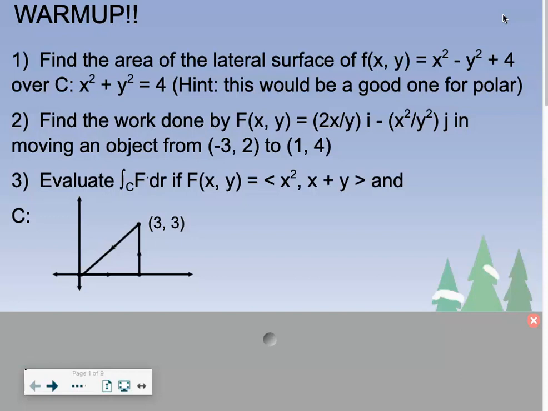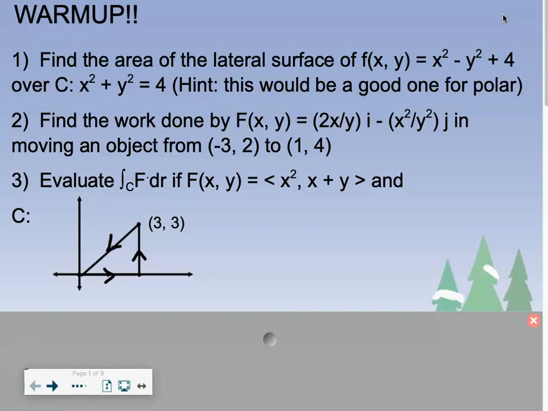Okay. Part 2, find the work done by big F of xy. Make sure you check to see if it's conservative. And part 3, evaluate F dot dr if F equals that. Again, I would check to see if it's conservative. It might be, it might not be. So if it's not, then this could be my way of forcing you to have to find parametric functions for these 3 lines. Yes, so the arrows look like that, that, that.